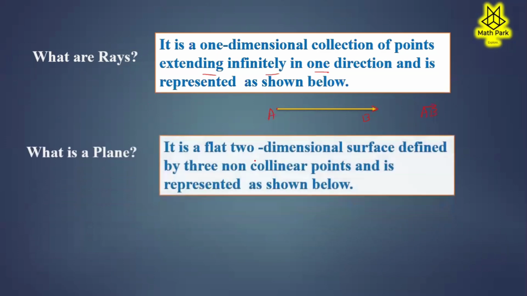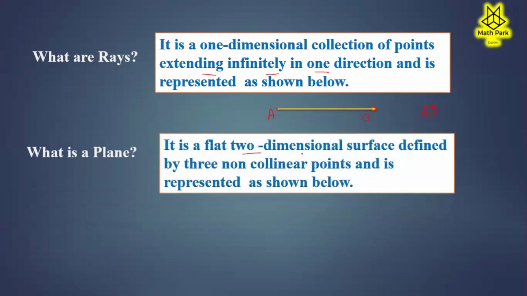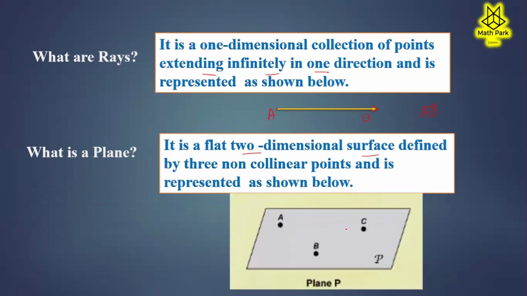What is a plane? It is a flat, two-dimensional surface defined by three non-collinear points. So ABC, we say that this is plane ABC. The tabletop, the wall, the floor, these are all examples of a plane.